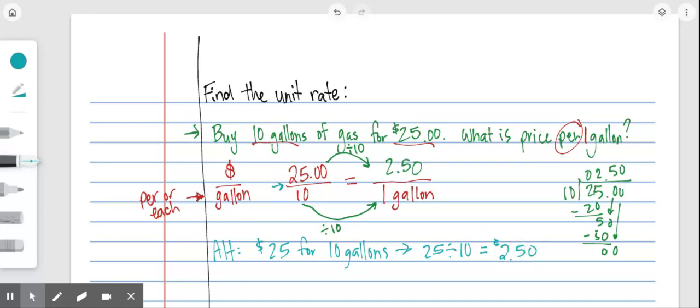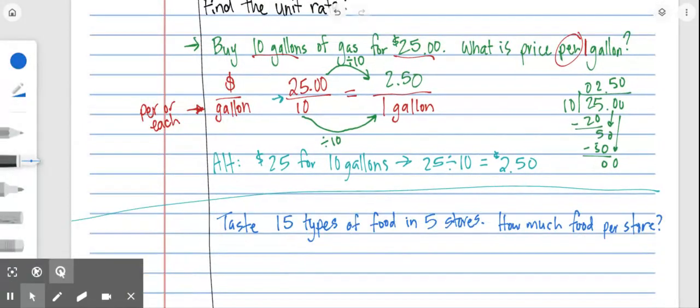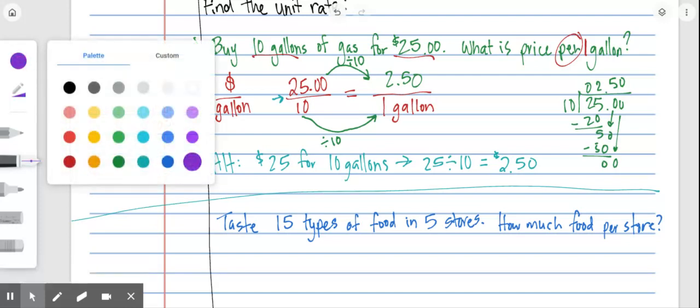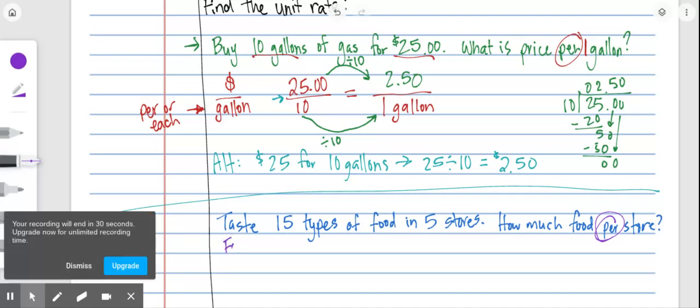Okay, let's try another one. All right, this problem says you taste 15 types of food in 5 stores. How much food per store? So again, I've got that key word right here, per, which means for every one. So again, I'm going to do types of food per store. So food goes on top and store on the bottom.